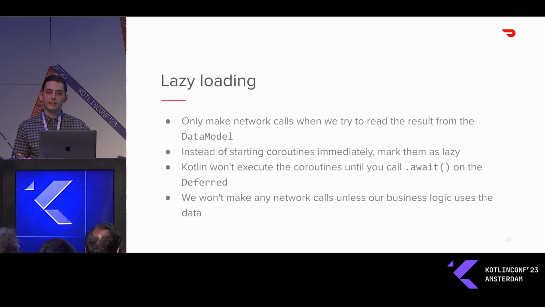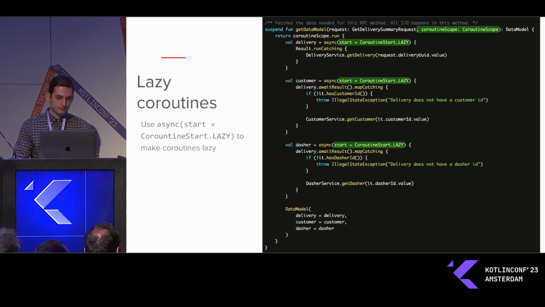So the solution is lazy loading. Rather than starting coroutines immediately in getDataModel, we mark them as lazy. This way, Kotlin doesn't actually execute the coroutines until you call await on the deferred. So we won't make any network calls unless our business logic actually uses or tries to access that data. To make our coroutines lazy, we pass start equals lazy to the async function.